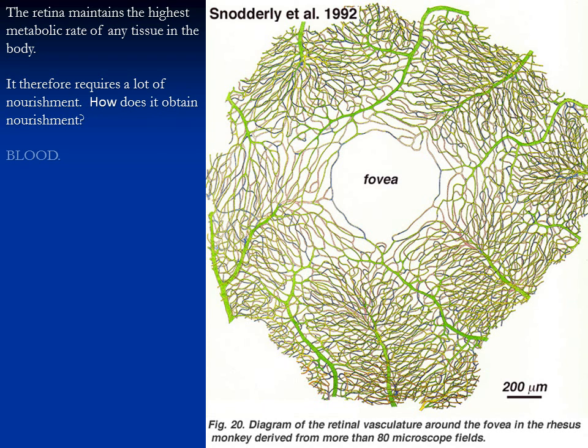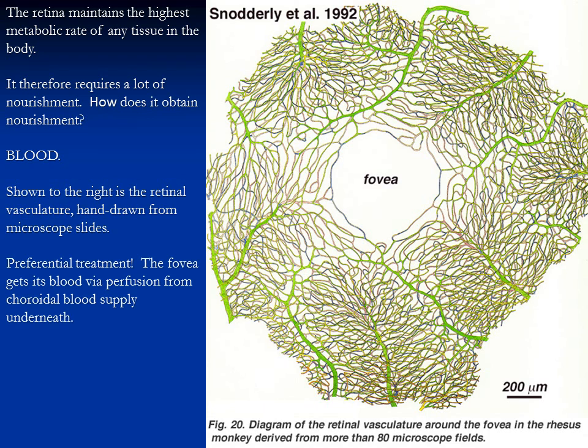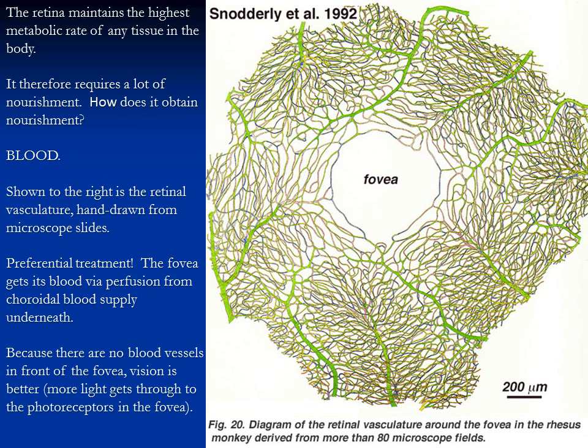And how does it obtain the nourishment? Blood. It gets blood. That's the retinal vasculature. This is a rich net of blood supply. I know the guy who drew this picture. It's about 6 feet tall. In fact, it's huge. It's actually, from an anatomical standpoint, a beautiful thing. All right, I would not want to draw it. The fovea gets its blood through perfusion. You might be wondering, well, why aren't there any blood vessels there? That comes from underneath, from the choroid, the deeper supply. So there aren't any blood vessels in front of the fovea.